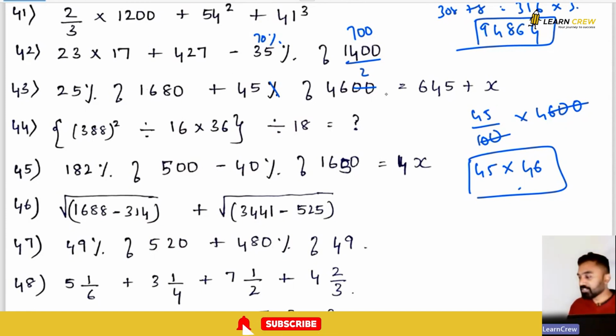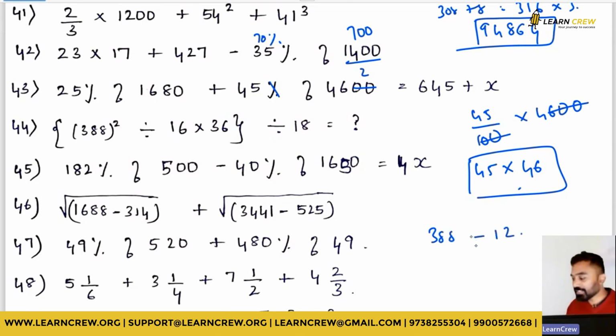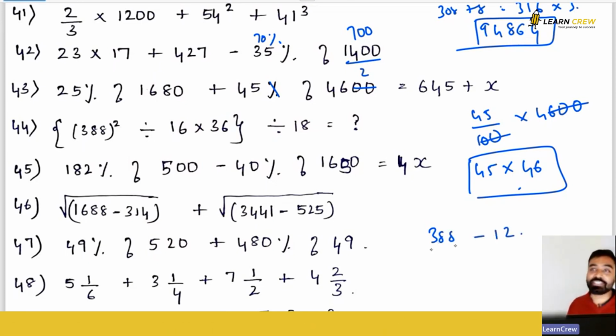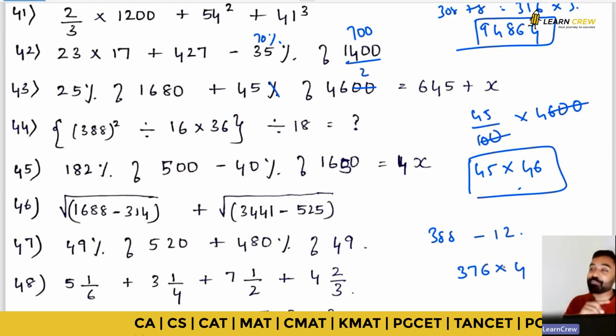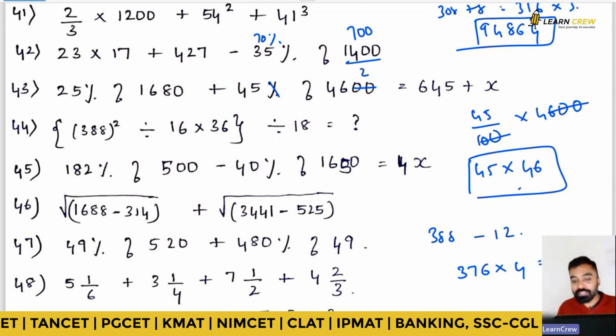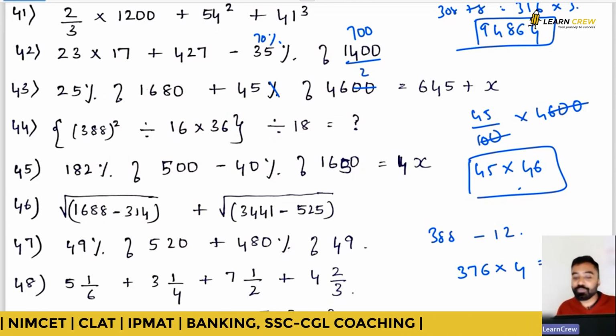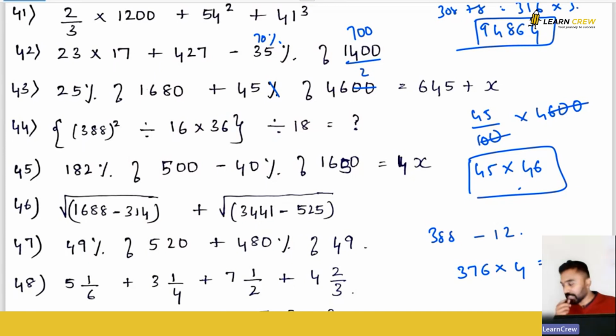Now for 388 square. How many of you are wondering how to do 388 square? How much is it lesser than 400? 12. 12 lesser than 400. What is 388 minus 12? 376. 376 into 4, because now the base has changed to 400. So it becomes 1504. Next, your 12 square is going to be 144. So it is going to be 150544. Is that okay?